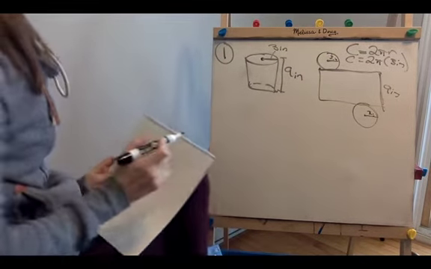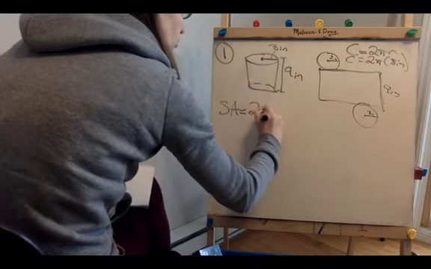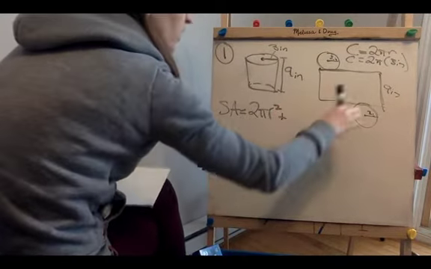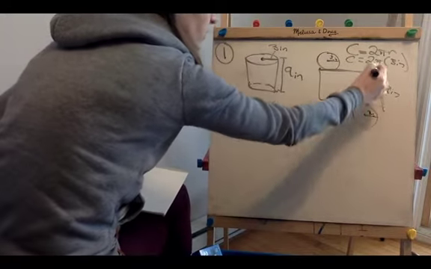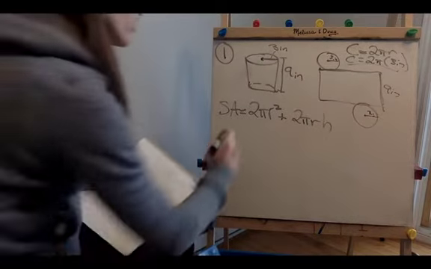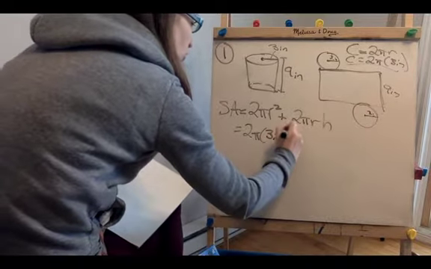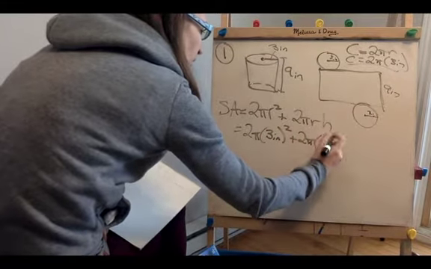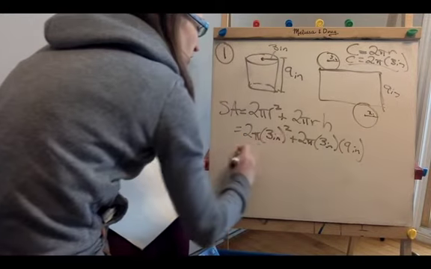Or if you like the formula better, you can just say that the surface area is equal to 2 circles, so 2 times pi r squared, plus the area of the rectangle, which is 2 pi r, that circumference, times the height. Then you're just plugging in values. So that becomes 2 times pi times the radius, which is 3 inches squared, plus 2 times pi times the radius of 3 inches times the height of 9 inches.